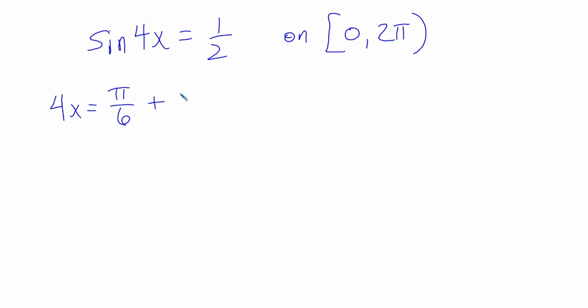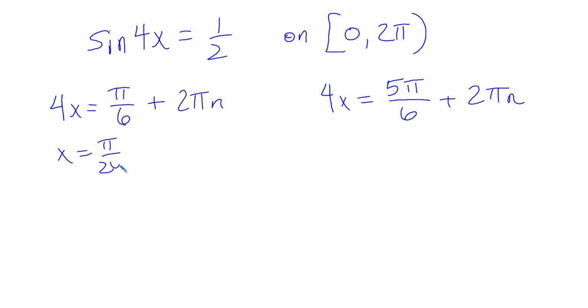Right? But that happens every 2 pi times any integer. So this is one possibility, where our angle is pi over 6 plus 2 pi n. The other possibility would be an angle in the second quadrant that has the same reference angle as pi over 6. That'll be 5 pi over 6, because we know that sine is also positive in the second quadrant. So we end up with 4x equal to 5 pi over 6 plus 2 pi n. Simplifying each of these gives you x equals pi over 24 plus pi n over 2, and x equals 5 pi over 24 plus pi n over 2.